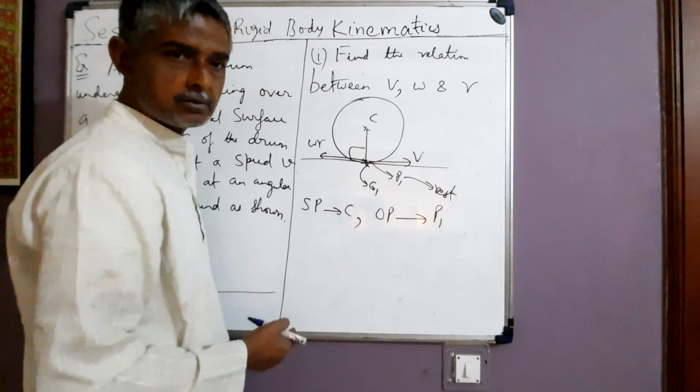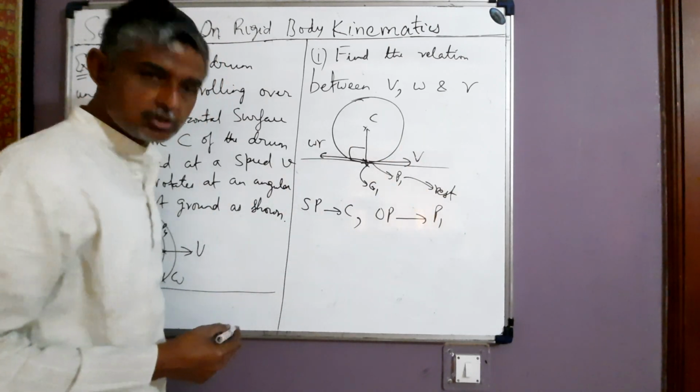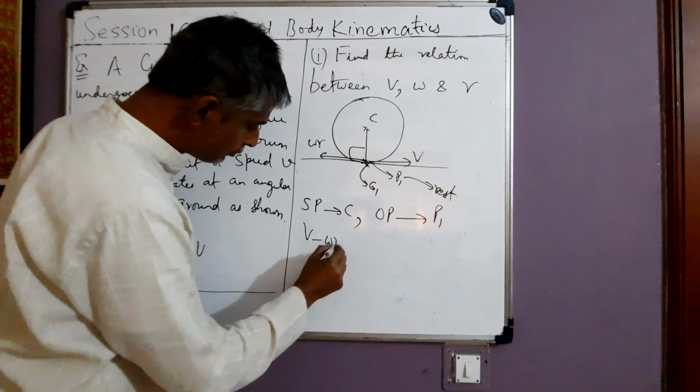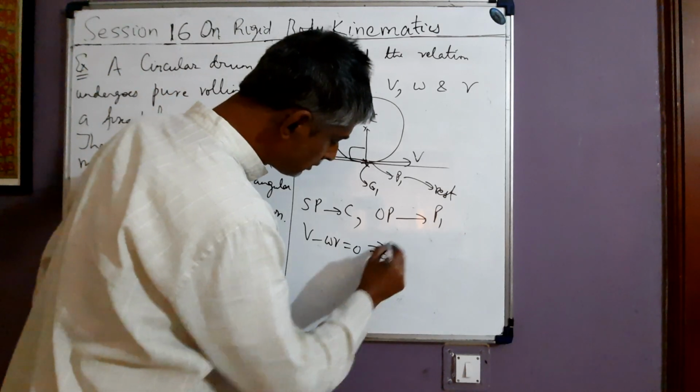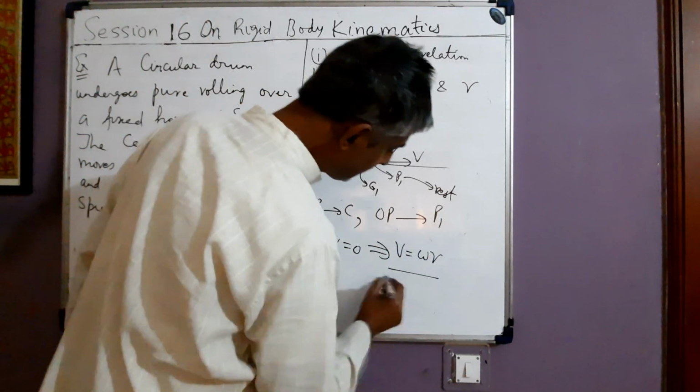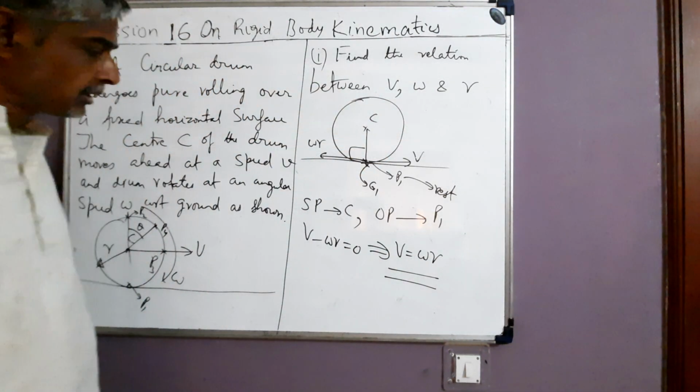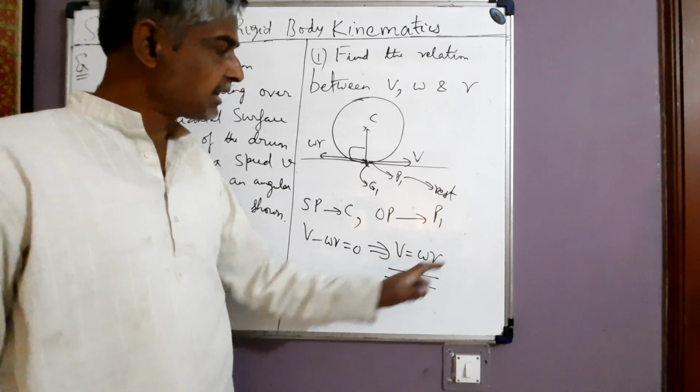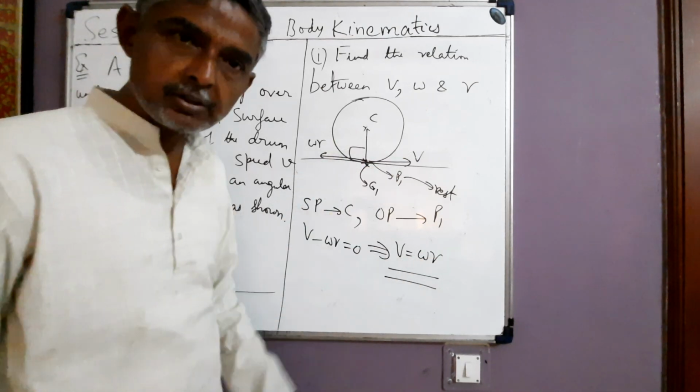But P1 is at rest. So the vector sum of these two should be 0. So V minus omega R should be 0. So V should be equal to omega R. So this is the condition for pure rolling. This is the relation between V, omega and R for pure rolling of a body over a fixed surface.